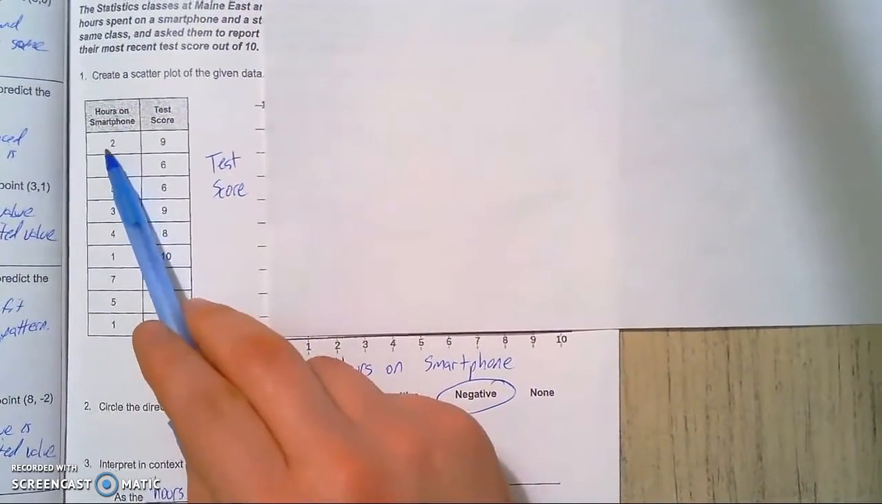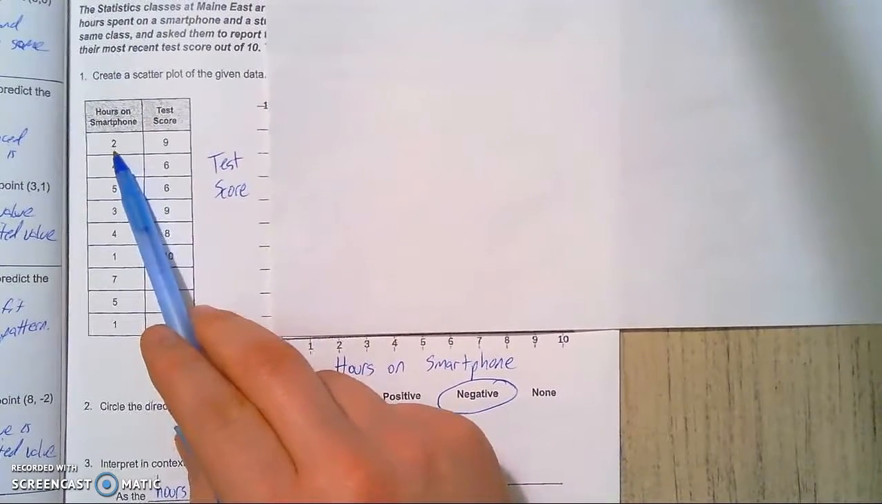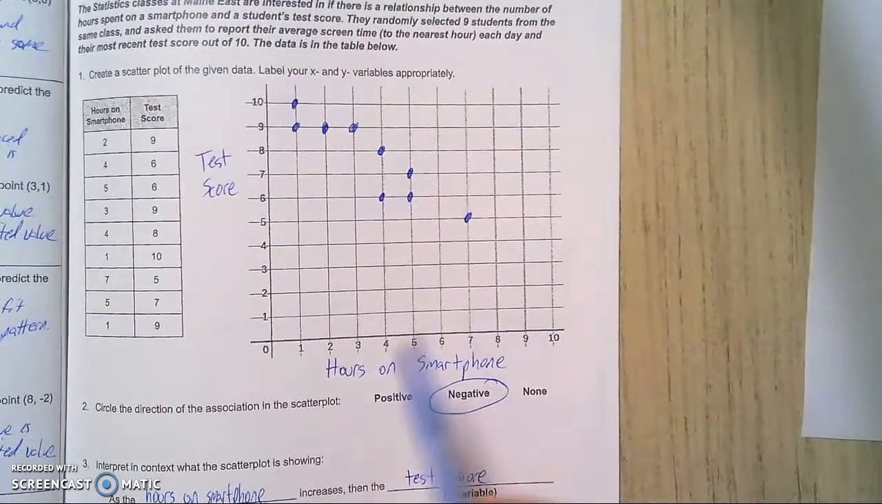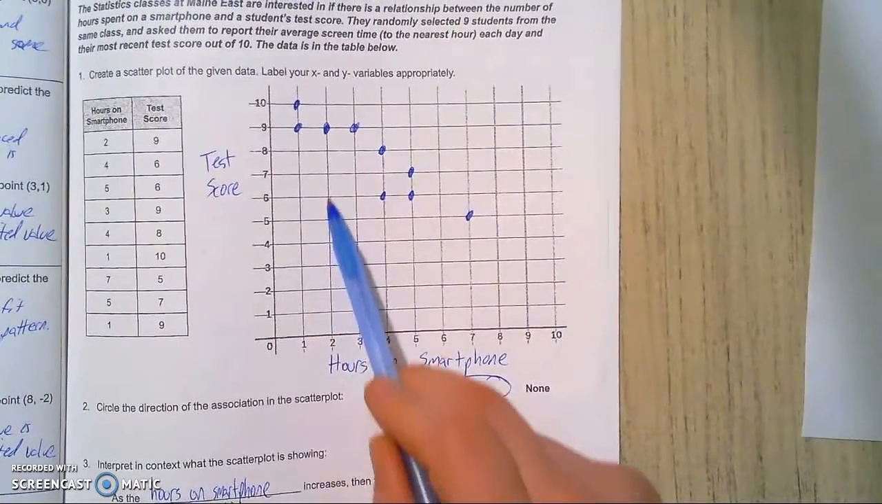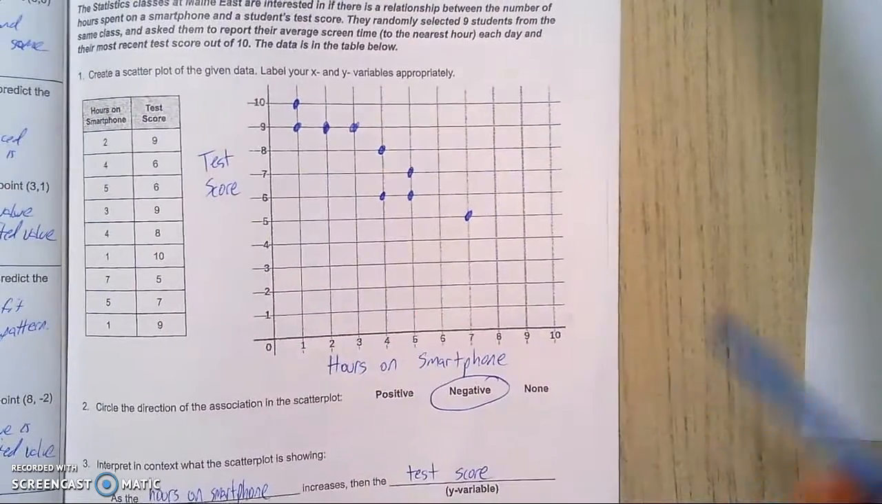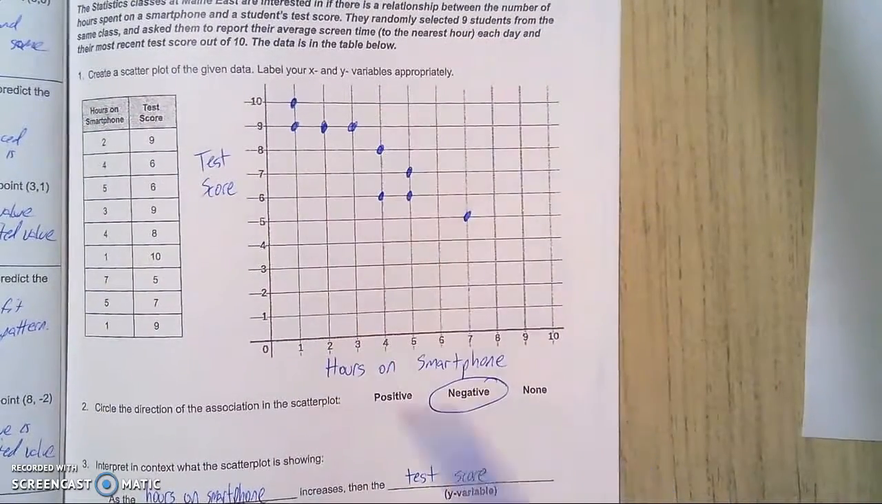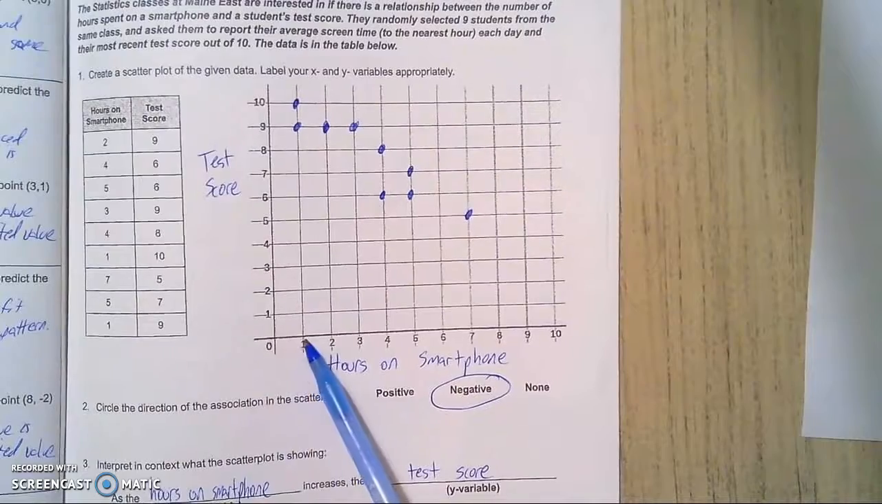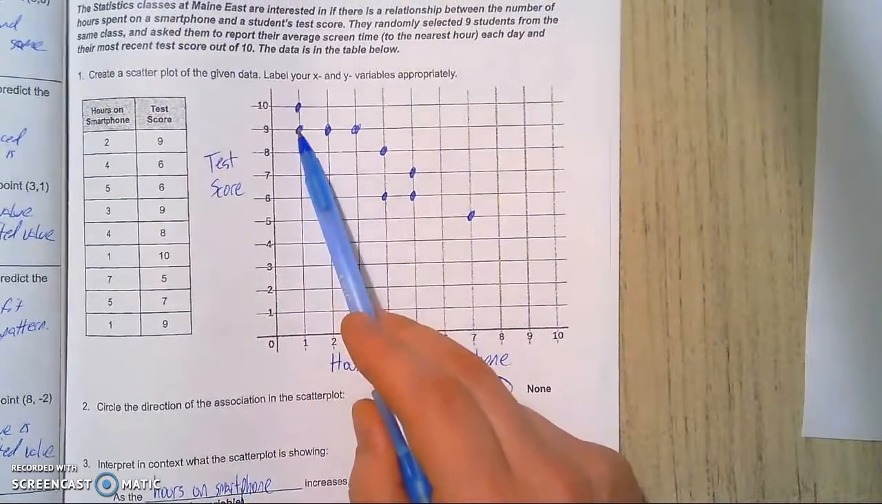So 2 hours on the smartphone was a test score of 9, that's X is 2, Y is 9, and you can see that in my scatter plot at 2, 9 right there. I went ahead and did that for all of the remaining right on down to 1, 9. There's 1 hour on the phone and a score of 9.